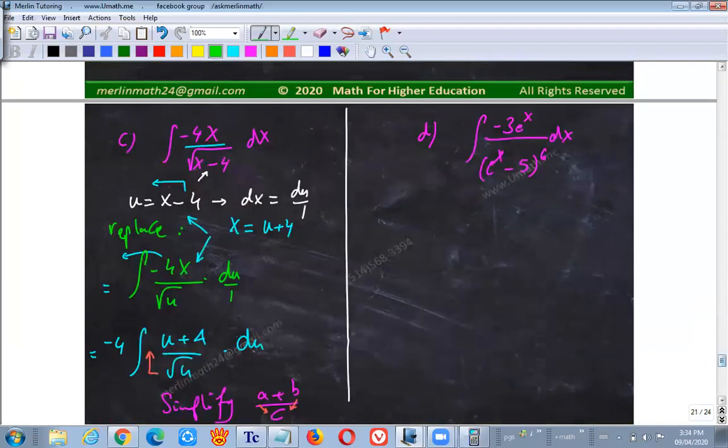We jump to D. Again, what is U? They are all applications on U. Because if it is not a let u scenario, it would be direct or simplification by splitting. So u to be how much? Let u equal the base of the power.